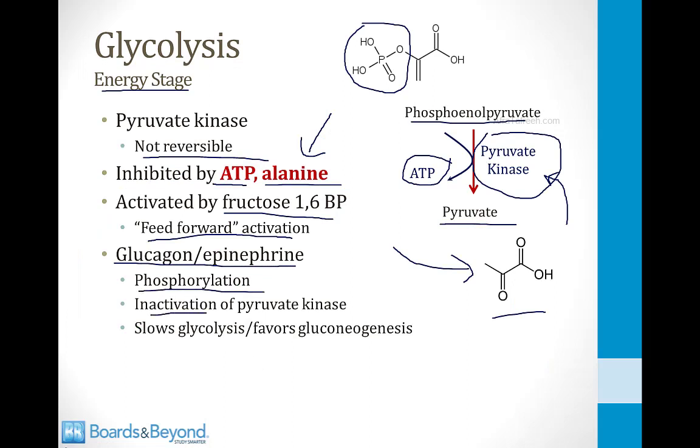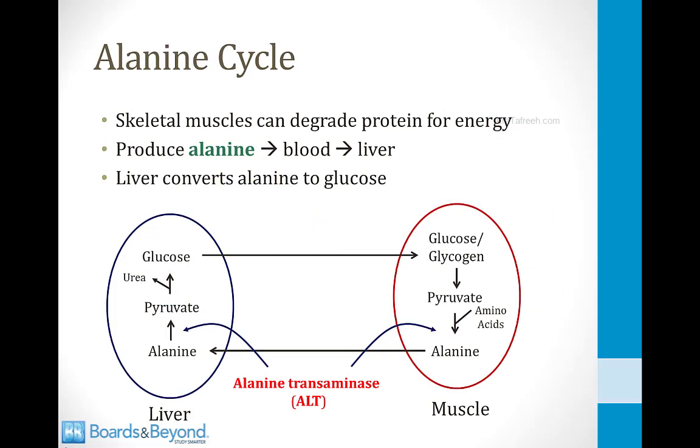This leads to inactivation of pyruvate kinase, and this slows glycolysis and favors gluconeogenesis. The reason that alanine is an inhibitor of pyruvate kinase, and therefore of glycolysis, is because alanine levels represent a relative lack of glucose throughout the body. When skeletal muscles are wanting for glucose, they can degrade protein to use it for energy. A byproduct of degrading protein in skeletal muscles is the amino acid alanine.